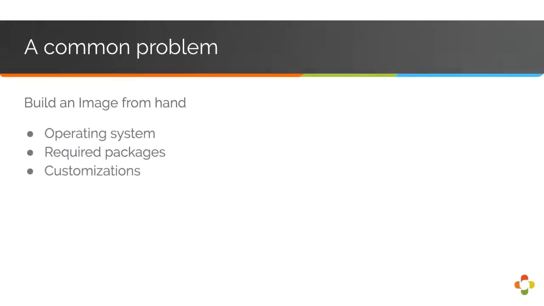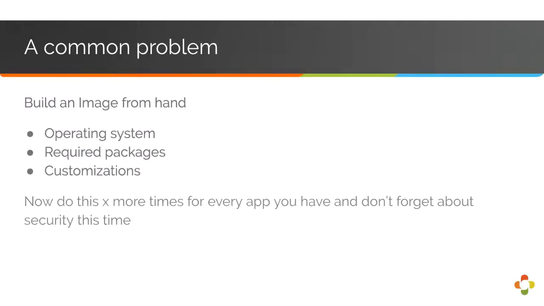And so what happens is you have to build your image from hand, and when you do that, you have to grab an operating system. You have to install the required packages on your operating system. You might have to install your application. You might have to customize that particular image for what data center it might be able to go in. And then you have to do this X more times for every single one of your apps. And then you have to go back and redo it, because most of the time we don't include security in this process, and so our images end up being insecure.